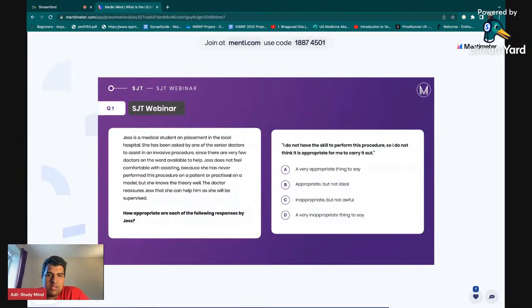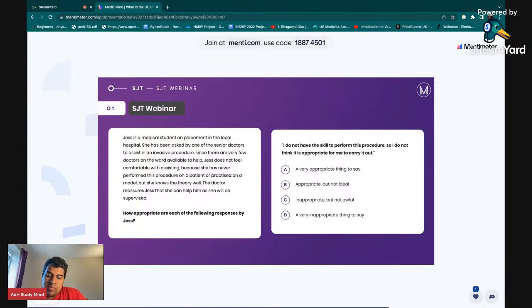So, anyways, just to jump into this question, Jess is a medical student on placement in the local hospital. She has been asked by one of the senior doctors to assist in an invasive procedure. Since there are very few doctors on the ward available to help, Jess does not feel comfortable assisting because she's never performed this procedure on a patient or practiced on a model. Because she knows the theory well, the doctor reassures Jess that she can help him as she will be supervised. How appropriate are each of the following responses by Jess? So that's another thing. You'll be given a passage and you might think, oh, this is a big passage for just one question. Sometimes there'll be follow-up questions as well. So it's good to read the entire question sometimes.